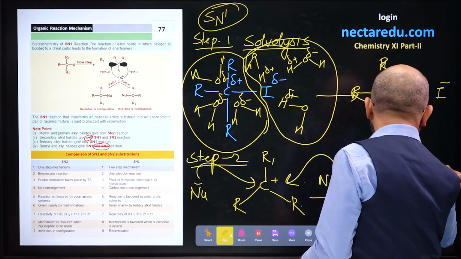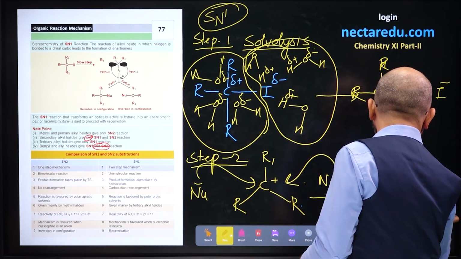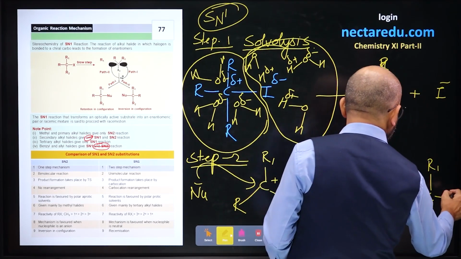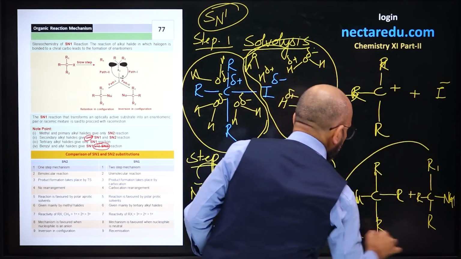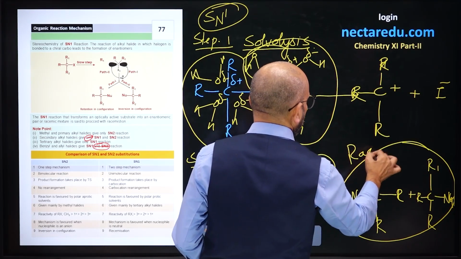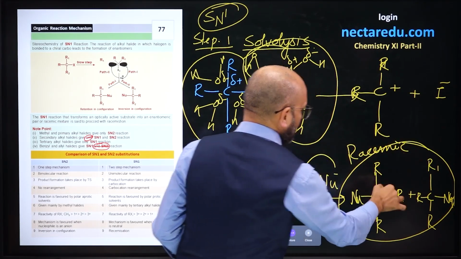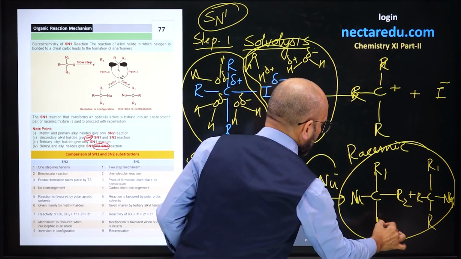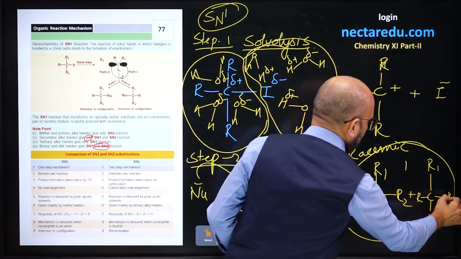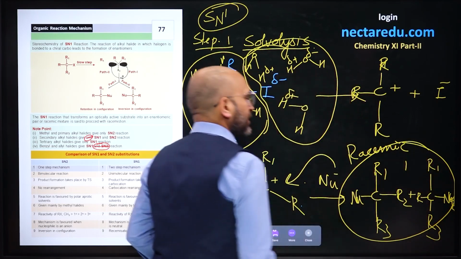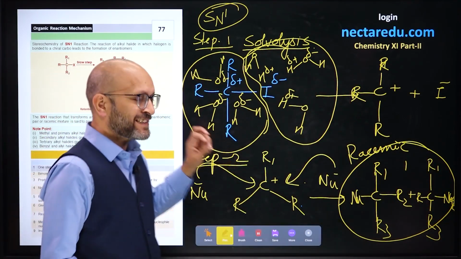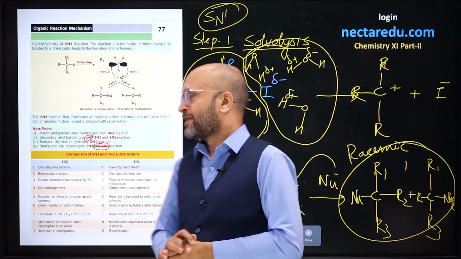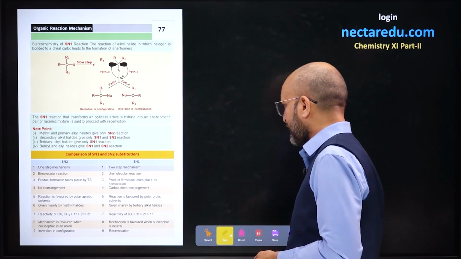If these are different alkyl groups, if it is a chiral carbon, this mixture will be known as a racemic mixture. Let's say this is R1, this is R2, this is R3, and this is again R1, R2, R3. So we get a racemic mixture in SN1 and Walden inversion product in SN2. So that is what the mechanism of SN1 is.